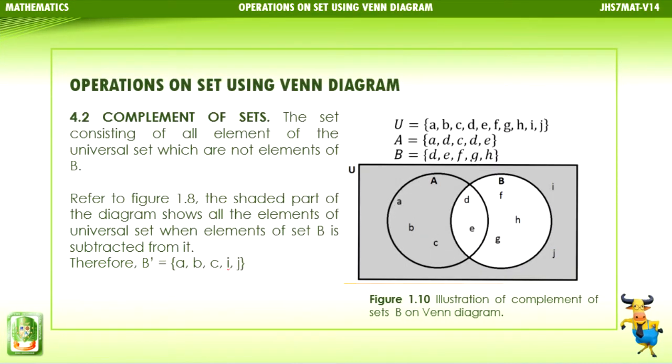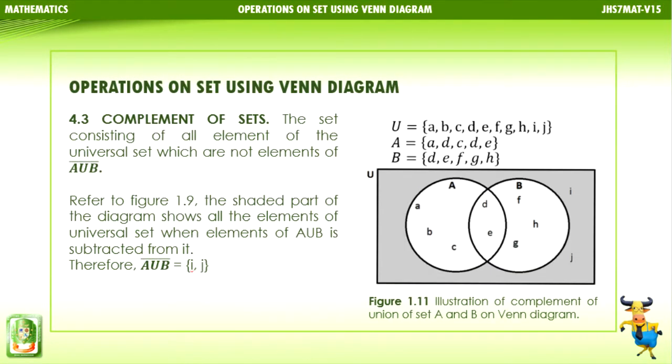4.2 Complement of sets. The set consisting of all elements of the universal set which are not elements of B. Refer to figure 1.10. The shaded part of the diagram shows all the elements of the universal set when the elements of set B are subtracted from it. Therefore, B complement is a set containing elements A, B, C, I, and J.